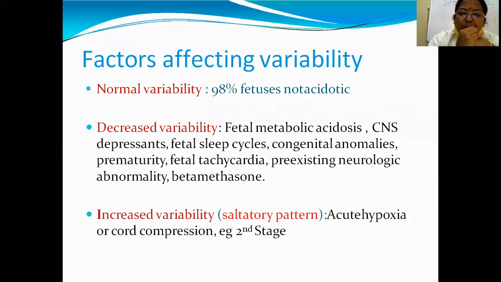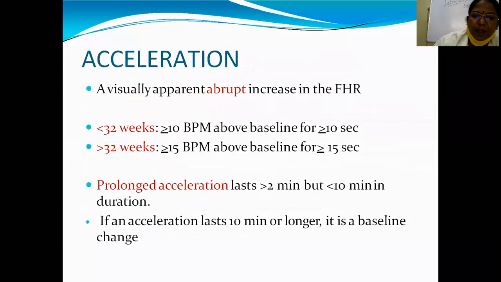Then congenital anomalies of the fetus, prematurity, tachycardia, pre-existing neurological abnormality. When there is increased variability, saltatory or sawtooth, it is acute, mainly seen in cord compression in the second stage of labor. There is increased variability, acute hypoxia, an acute insult, and cord compression.